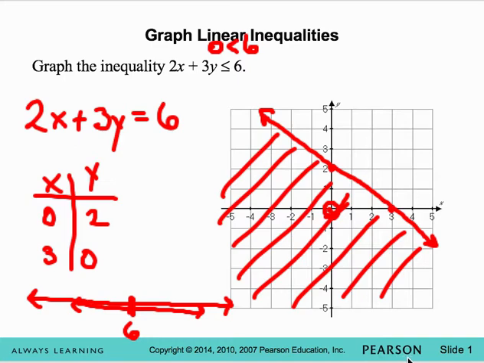Okay, so it's exactly the same as graphing those lines, except we have 2 extra steps to consider. Is our line solid or dotted? And that's based on, is it strictly less than, or does it have the equal part? And then which side do I shade?